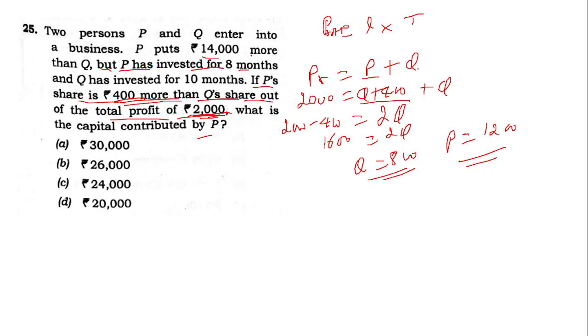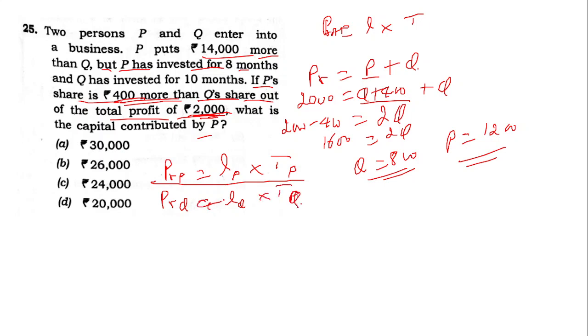Now let us go back to the beginning of the question. Profit of 1 is equal to investment of 1 into time of 1, or let me say profit of P divided by profit of Q is equal to investment of P into time of P, divided by investment of Q into time of Q. All right, this is the concept we are using, because profit is equal to investment into time. Now what is the profit of P? It is 1200, divided by what is profit of Q? 800.